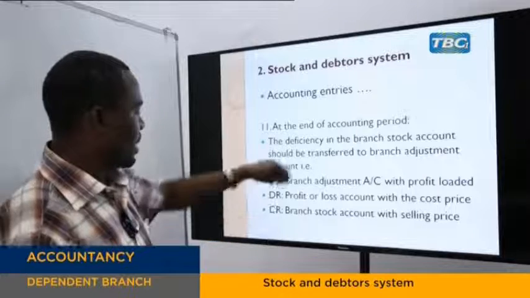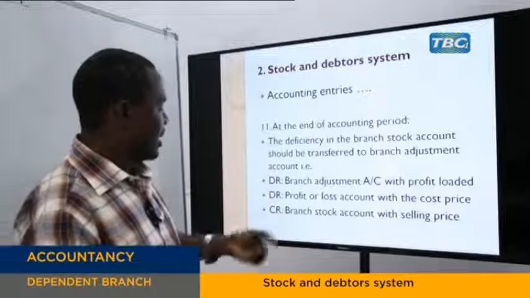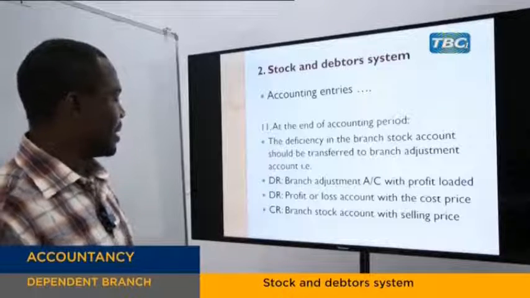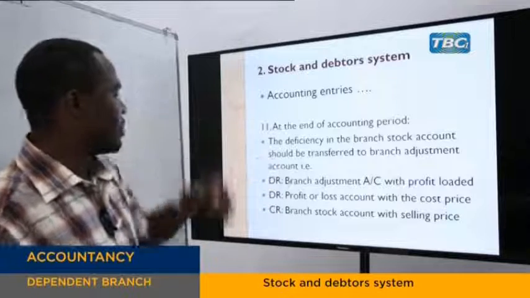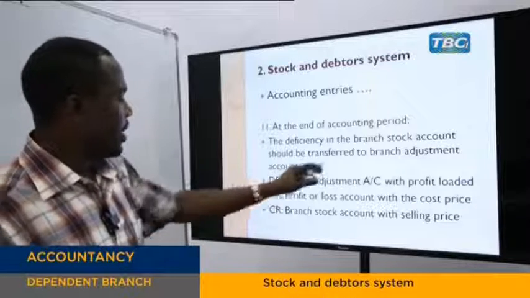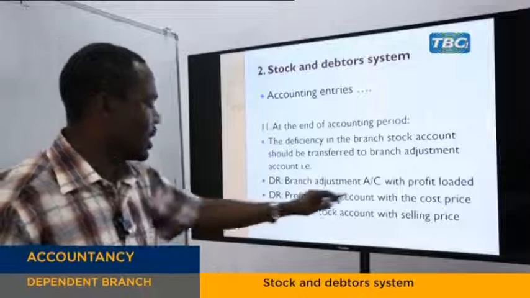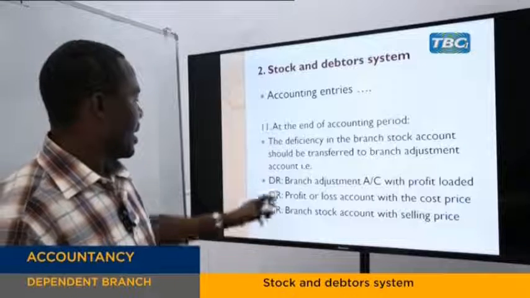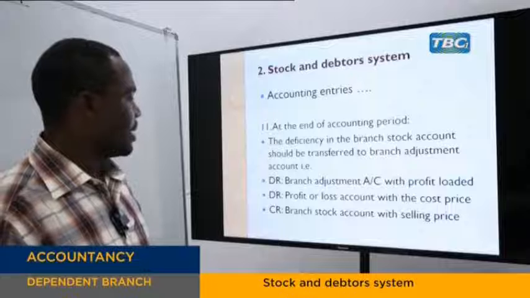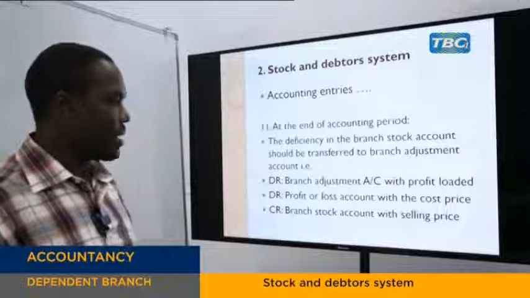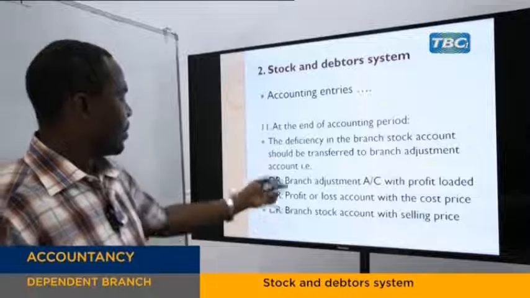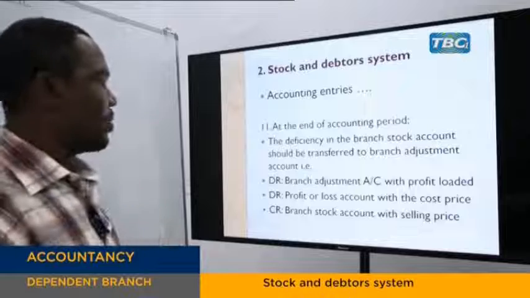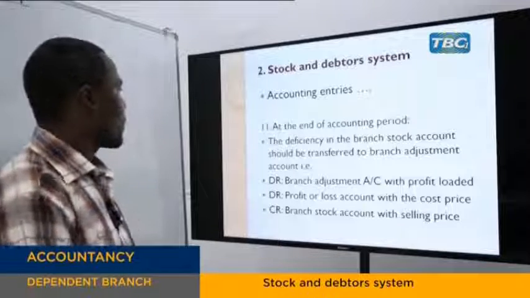So this deficiency should be apportioned, and if it is just a normal loss, you'll be given information in the question, so you are going to debit it directly to branch adjustment. But if you are not given any information, it is better to apportion it with the cost element to the profit or loss account, and the profit loaded to the branch adjustment account. Nevertheless, even if you take the whole amount to branch adjustment account, the net effect in the profit or loss account will be the same.